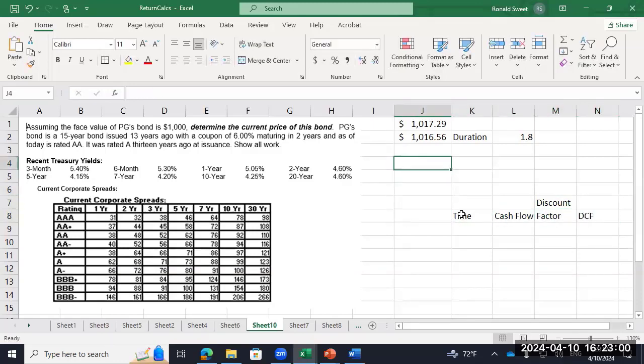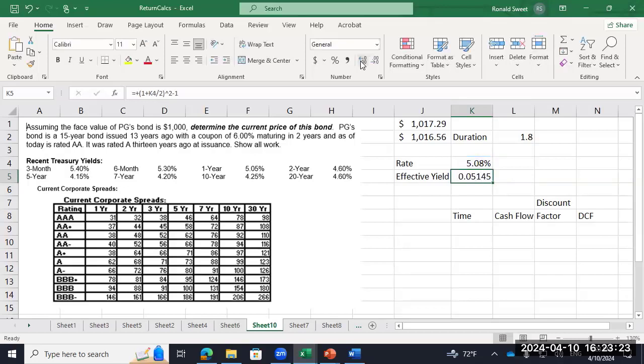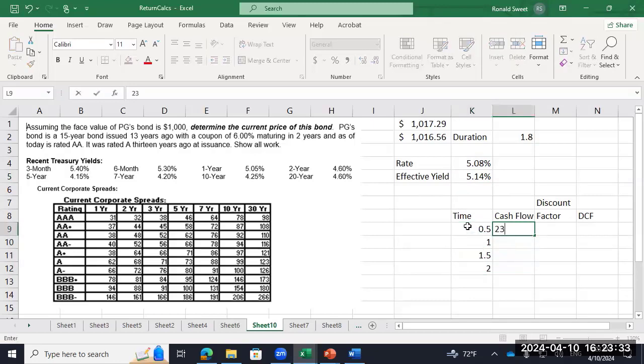To do this, we've got to get the rate. So the rate's going to be 0.046, the two-year treasury, plus 0.0048. So there's our discount rate, but it's twice a year. So we've got to do the effective yield: 1 plus that divided by 2, raised to the second, minus 1. So we'll get a cash flow in 6 months, in a year, in 18 months, and in 2 years. Our cash flow is 30.